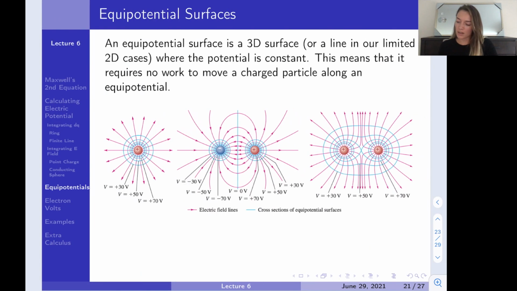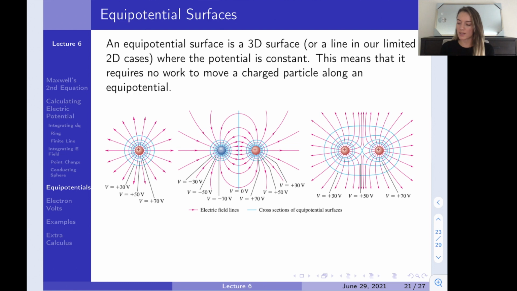All right, now let's talk about equipotentials. So an equipotential is a surface, or a 3D surface if we're in 3D space, or, since we can only draw 2D things, a line in 2D space, where the potential is constant. So if the potential is constant over some little path, remember the potential is the potential energy per unit charge. So that means that it would take no work to move a charge around an equipotential.